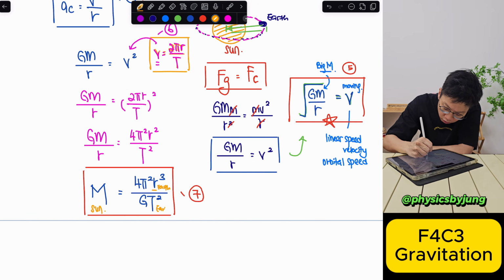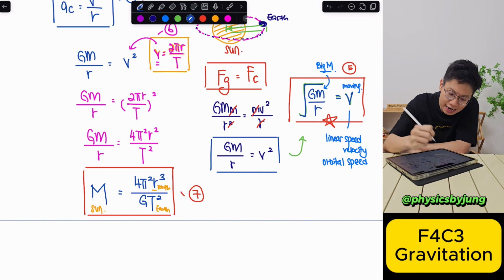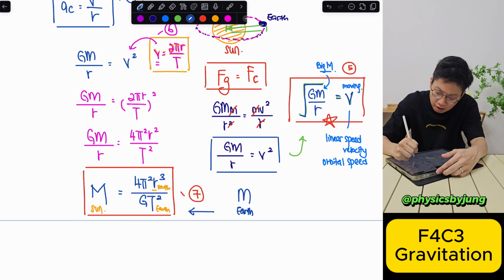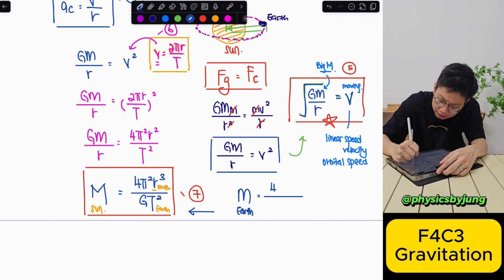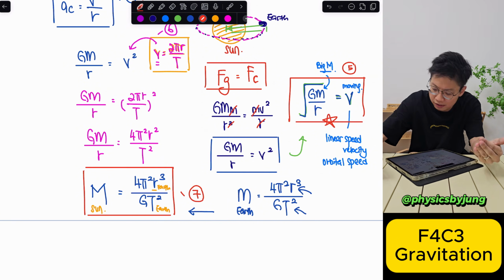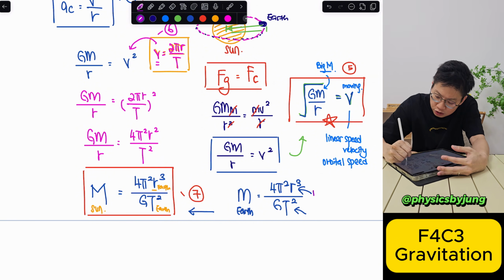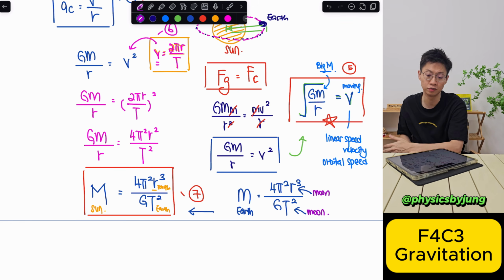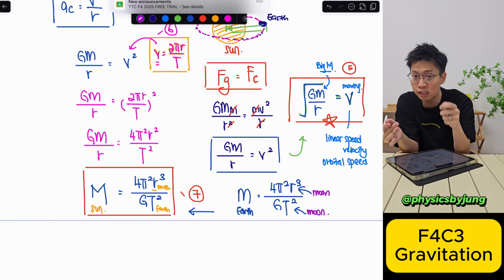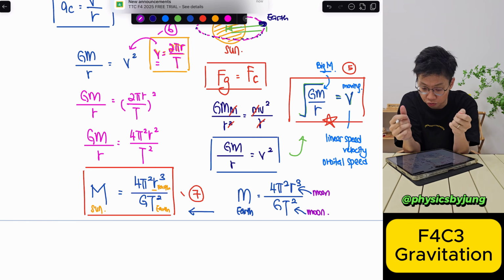Okay guys, question time. Can I use this formula to calculate the mass of the earth? The answer is yes, but at the same time, you need to use the time of who? Which one? The answer is you have to use the moon. So if you want to find the earth, you have to use the moon. It's the same formula, so that's not formula number 8, it's still the same thing. You just need to know which value to use.